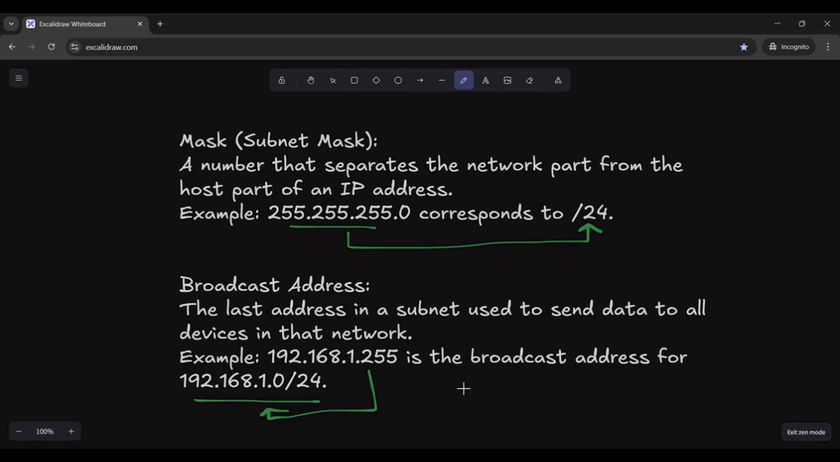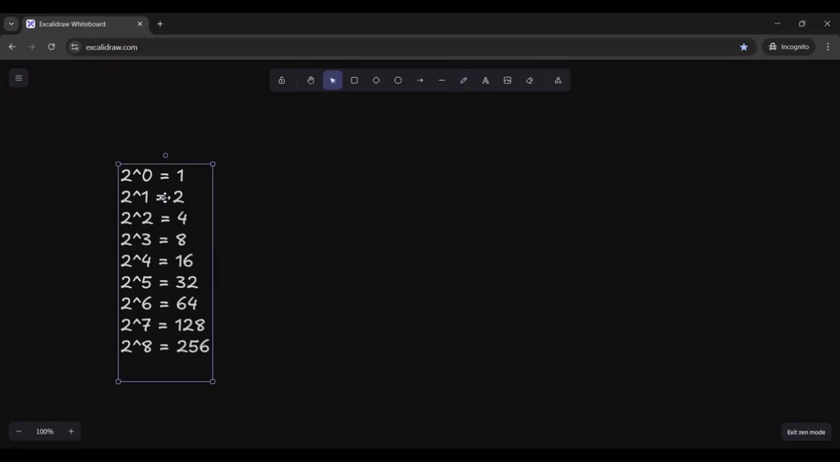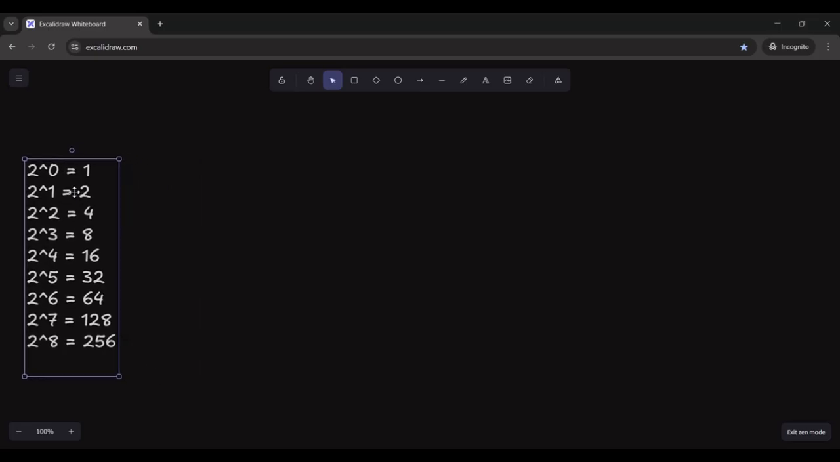Here you can see the power of 2 table. For example, 2 raised to power 0 is 1, 2 raised to power 1 is 2, 2 raised to power 2 is 4, and so on until 2 raised to power 8 is 256. That's the maximum one which we are generally going to need. As you know, computers work in binary, especially networks, so that's why it is 2 raised to a power and not any other number.